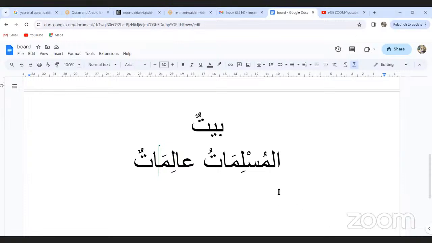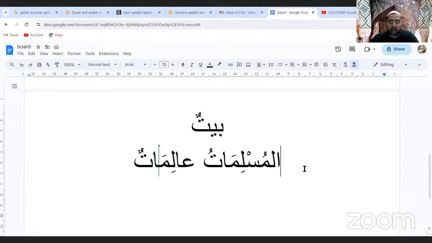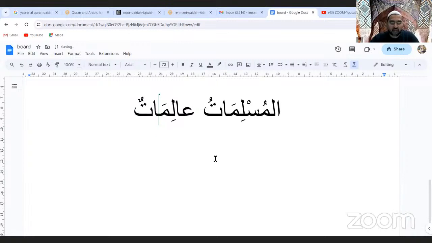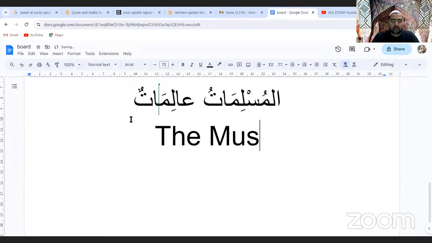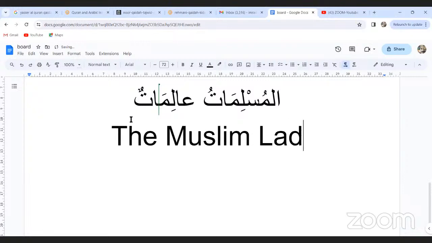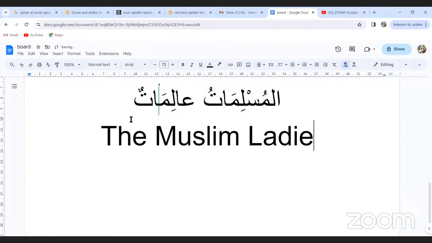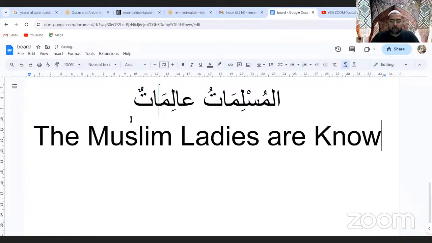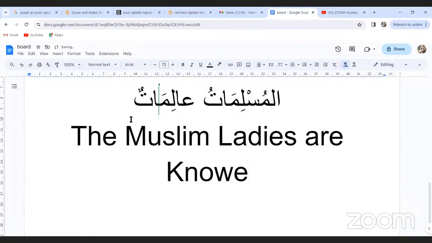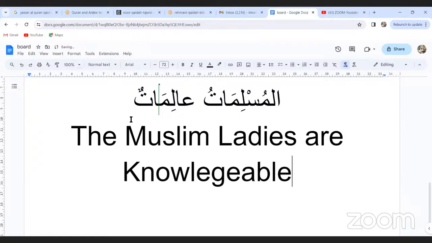And what is the subject and the predicate, how would it be translated? The Muslim ladies are knowledgeable. This is subject and predicate, a nominal sentence. Muslim ladies is the subject, and knowledgeable is the predicate, right? Yes. Okay, now I get it, because I was so confused in the test.